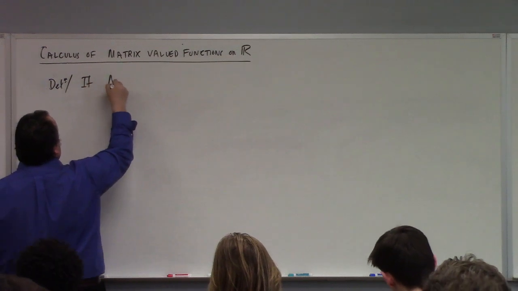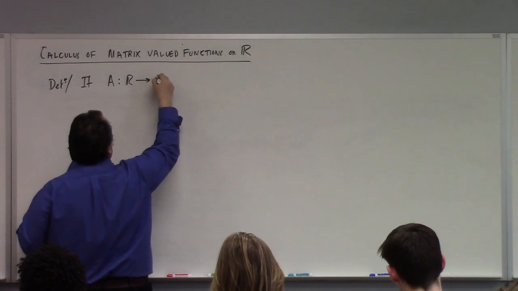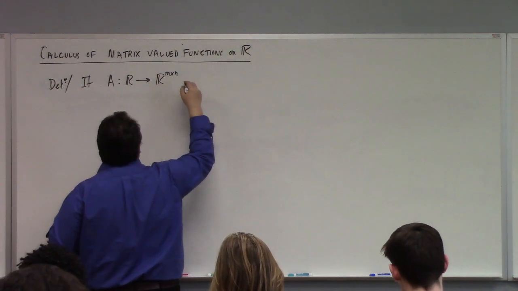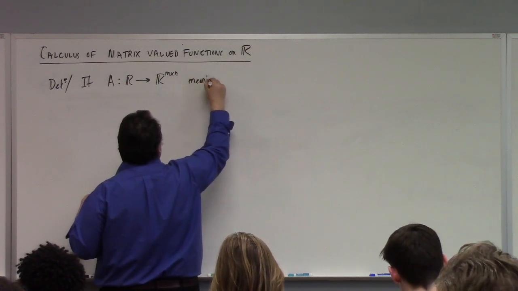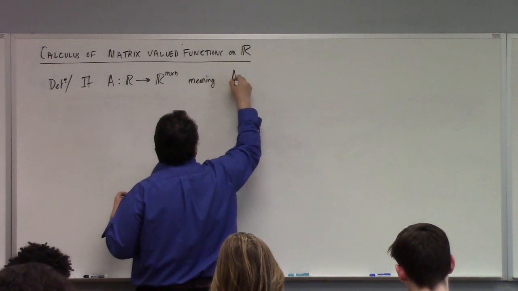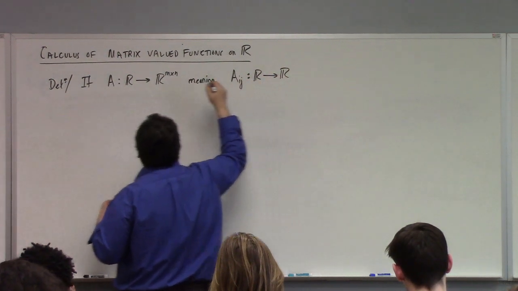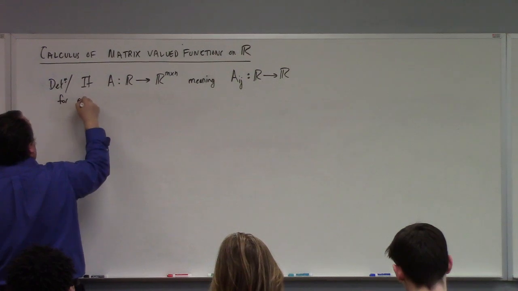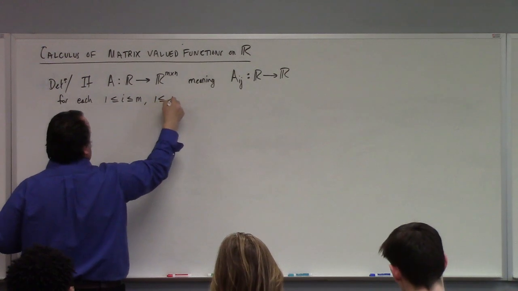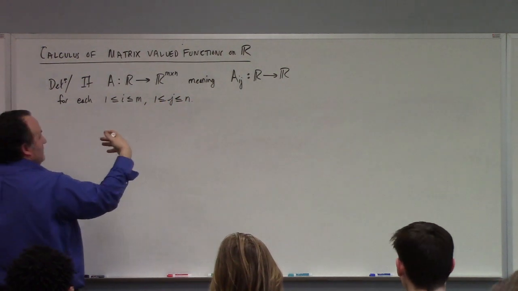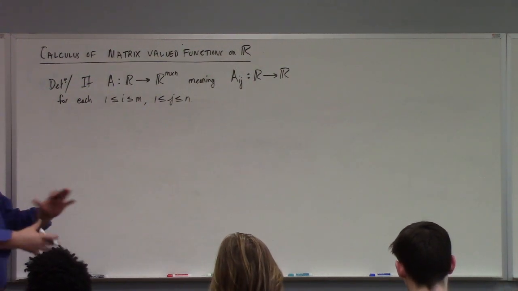If A is a mapping from R to R m by n, what I mean by that is Aij is a mapping from R to R for each 1 less than or equal to i less than or equal to m, 1 less than or equal to j less than or equal to n. In other words, every component of the matrix we can think of as a function. It's a collection of functions.